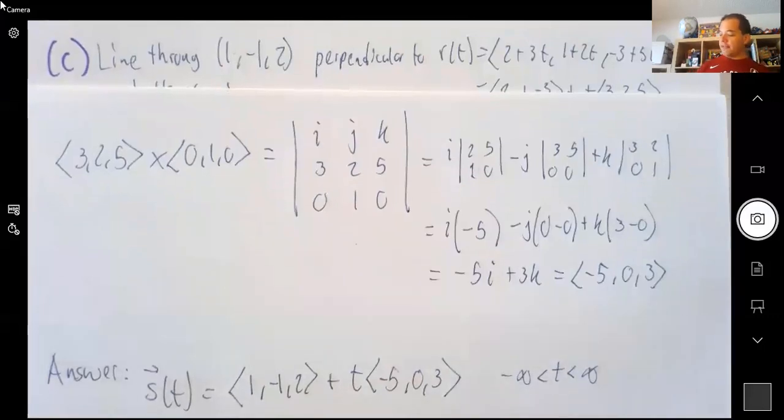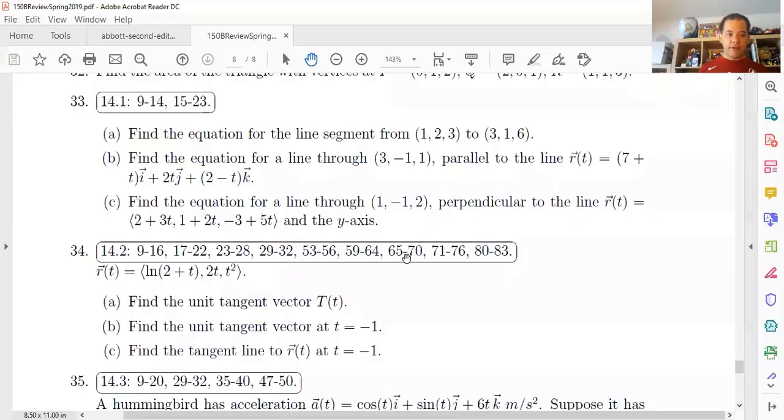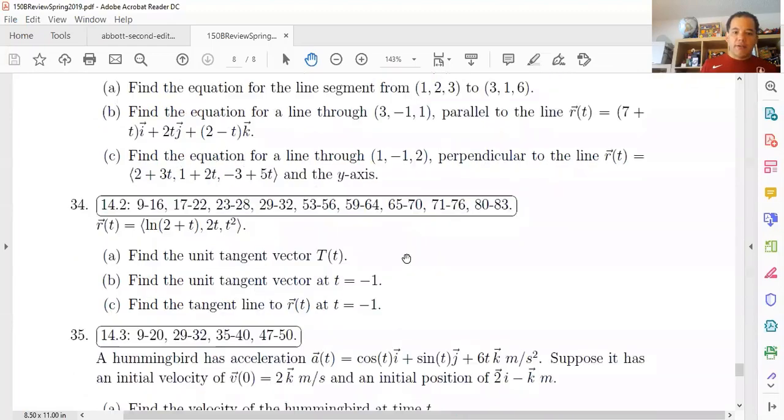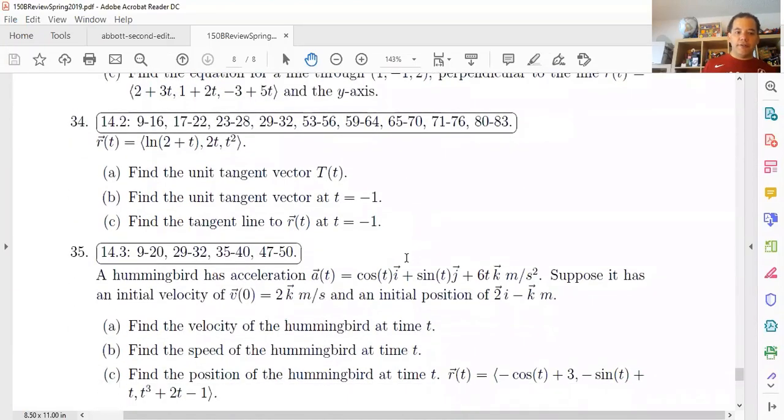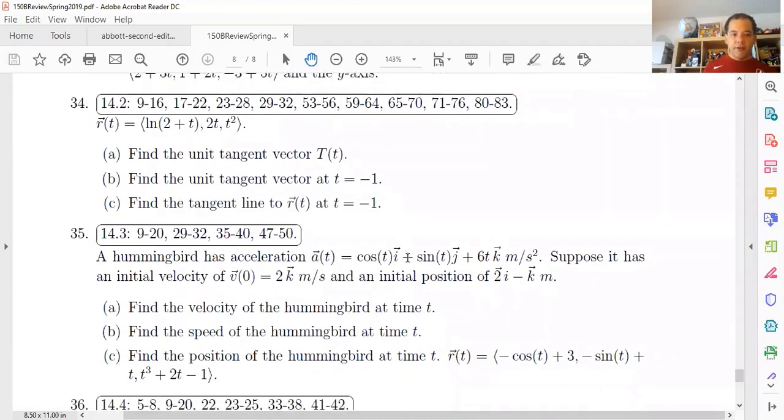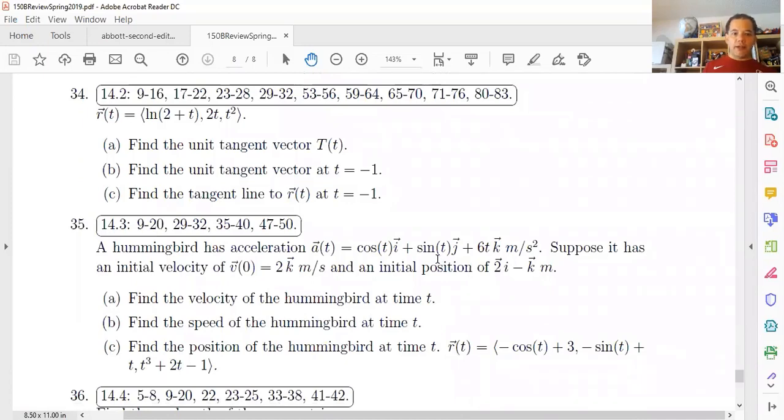Very good. So that's problem 33. And so here's a few other ones. So now let's take a look at them. So for 34, we have finding the unit tangent vector. How do you find the unit tangent vector?